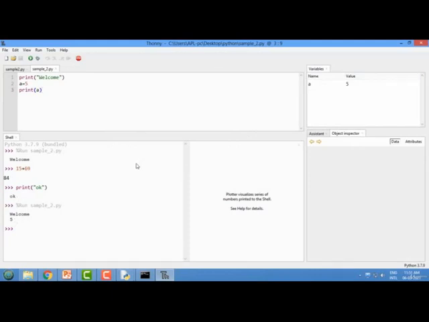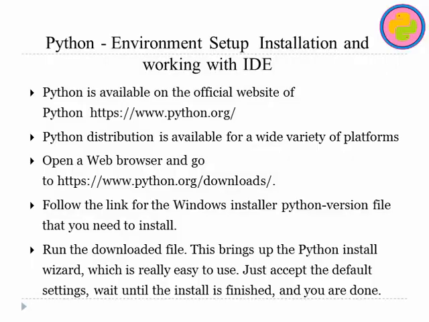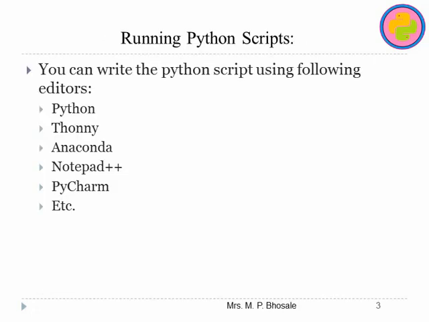In this lecture I have shown you how to set up Python IDLE from python.org, as well as how to install the Thonny editor. From the next lecture I will use this Thonny editor to write the programs and to show the demo. I hope you all have understood this procedure and you will follow this to install the Python environment setup, and you will write your first program on your own. You can use other editors also, like Anaconda, Notepad++, PyCharm, etc. So you can go for anything.